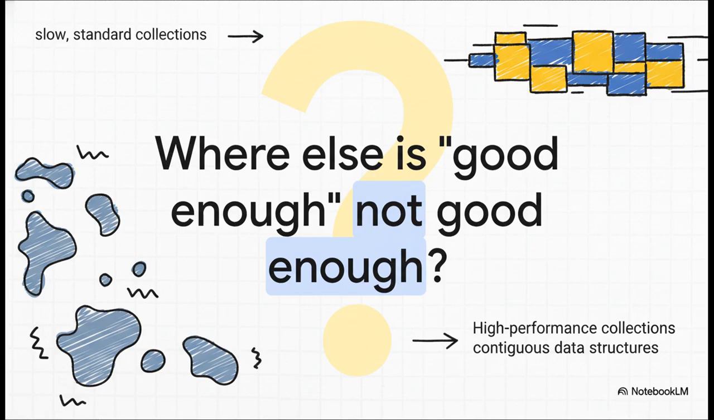So, as we wrap this up, I want to leave you with a question to take back with you. This whole idea, this principle of digging deeper and questioning the default choice, it goes way beyond just data collections. So I ask you, where else in your own code, in your own projects, is there a good enough solution that's secretly costing you performance? Go find it.